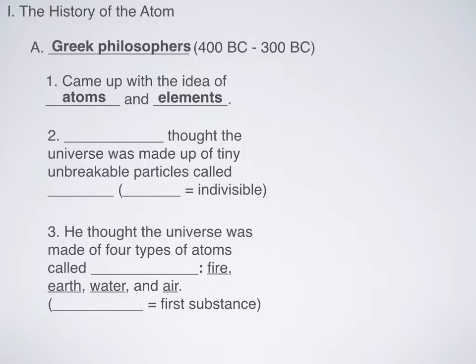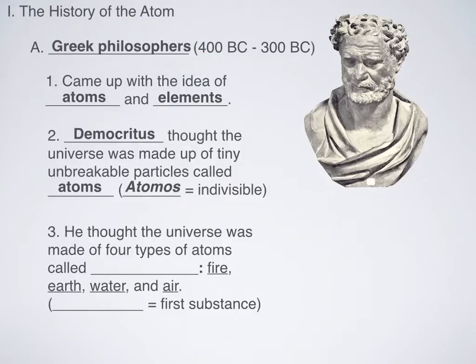If we're going to start with the history of the atom, we got to go all the way back to the Greek philosophers in about 400 BCE or about 300 BCE. And so, as far as we know, they are the very first people to write down ideas about atoms and elements. The first person to use the term atom is a Greek philosopher named Democritus, and he had an idea that the universe is made up of these tiny unbreakable particles that he called atoms.